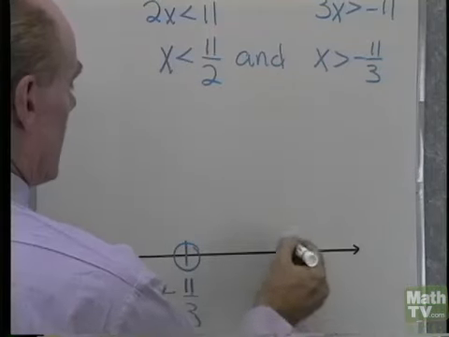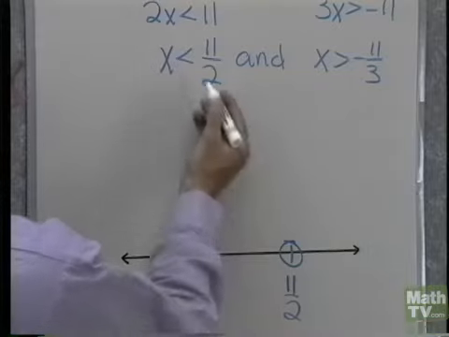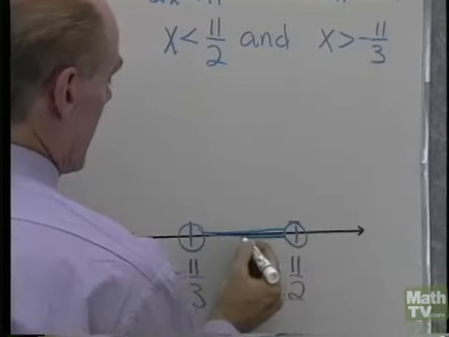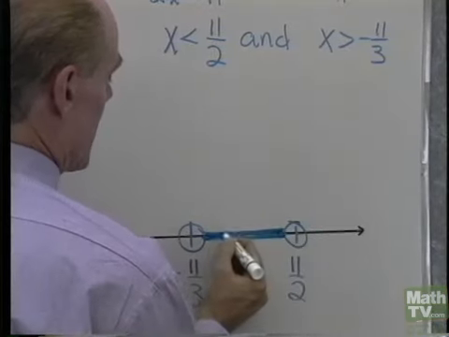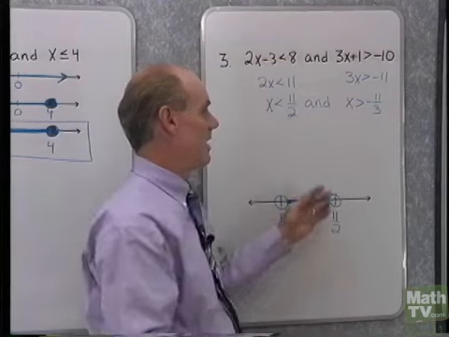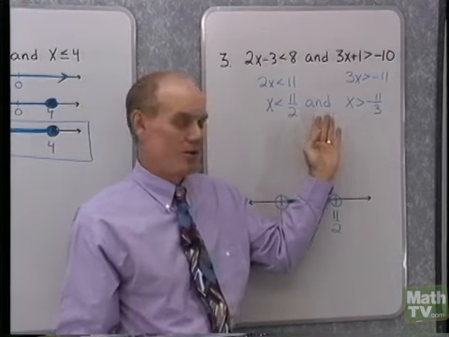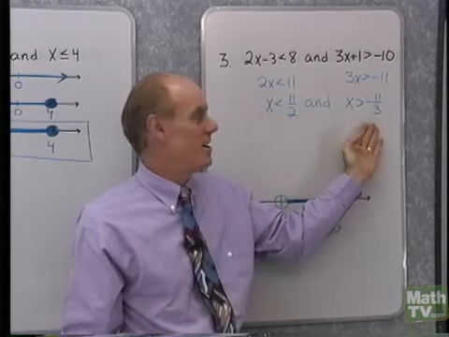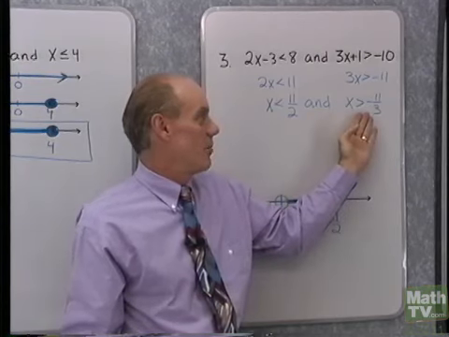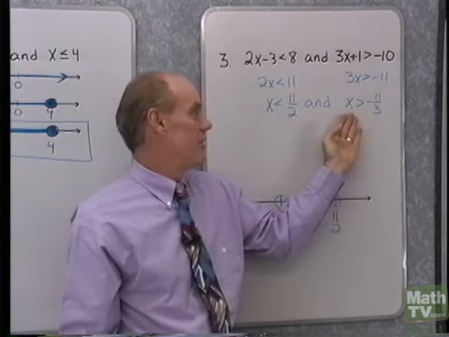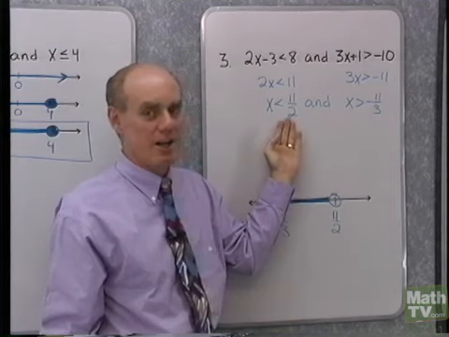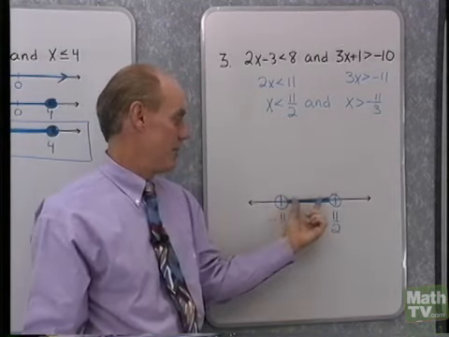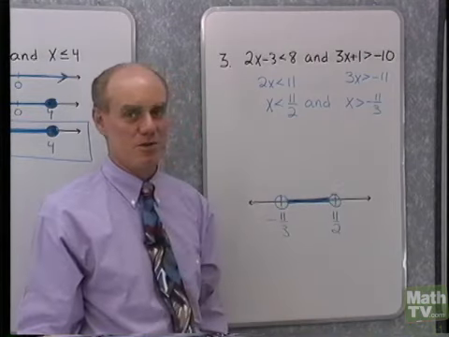Put circles around each of them. They're open circles because these are strictly less than and greater than symbols, and then connect the middle part right here. So since I know that the connecting word is and, I want all the numbers on the number line that do this and also do this. Well, that's all the numbers that are both greater than negative 11 thirds and also less than 11 halves. So my solution set is going to look like this, all those numbers that are between those two numbers.